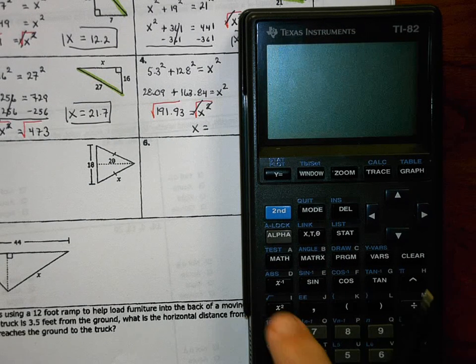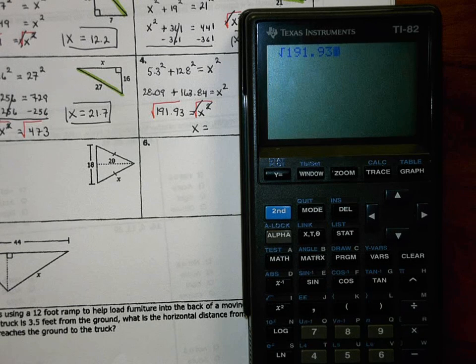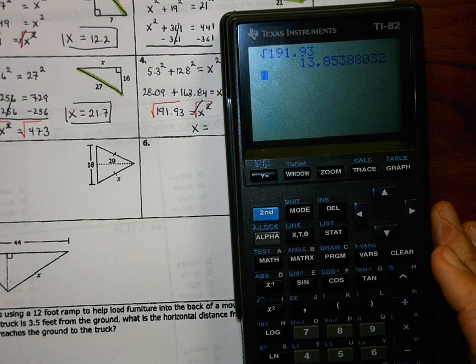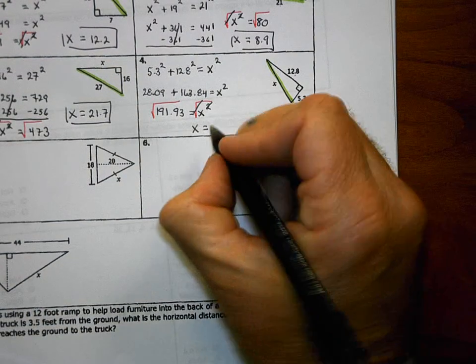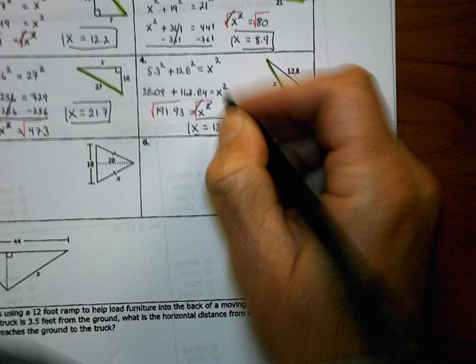So using the calculator again, the square root of 191.93, we get 13.85. We're going to round that to 13.9. Number 4, x is equal to 13.9. All right, moving on. Number 5.